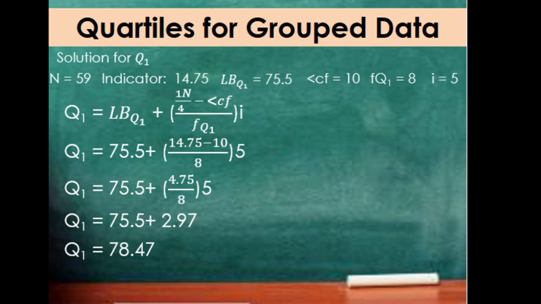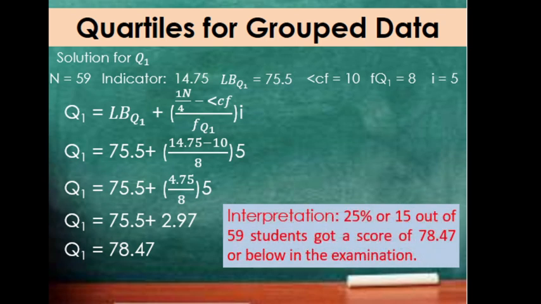Now, what does this result mean? Kailangan nating i-interpret yung result na 78.47. So, the interpretation: 25% or 15 out of 59 students got a score of 78.47 or below in the examination. Ibig sabihin, yung 15 out of 59 na yung total cases natin. Yung 15, sila yung nakakuha ng 78.47 or below.